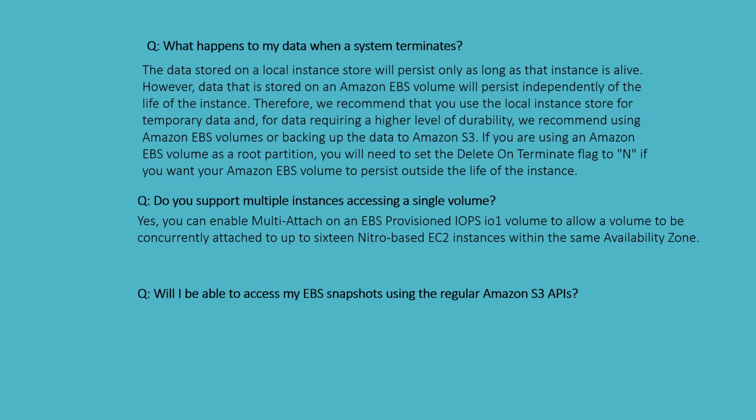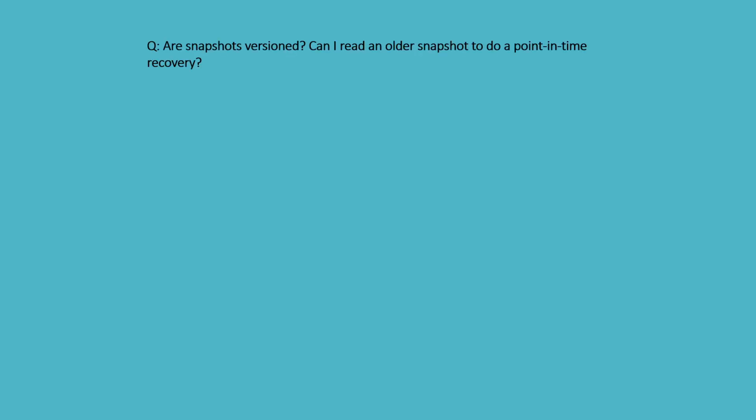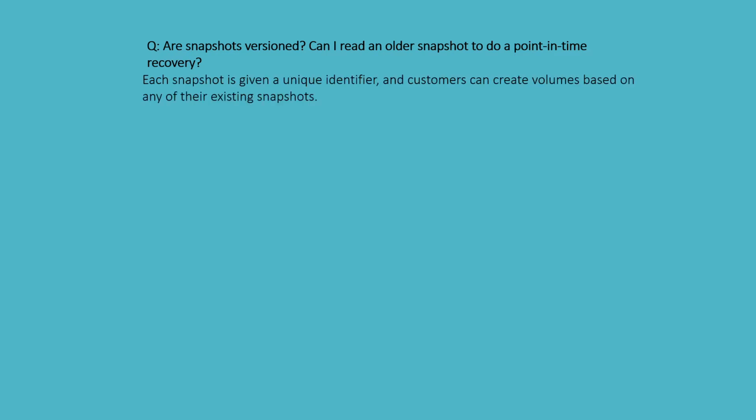Will I be able to access my EBS snapshots using the regular S3 APIs? No, EBS snapshots are only available through the Amazon EC2 APIs. Can I read older snapshots to do a point-in-time recovery? Each snapshot is given a unique identifier, and the customer can create a volume based on any of their existing snapshots.